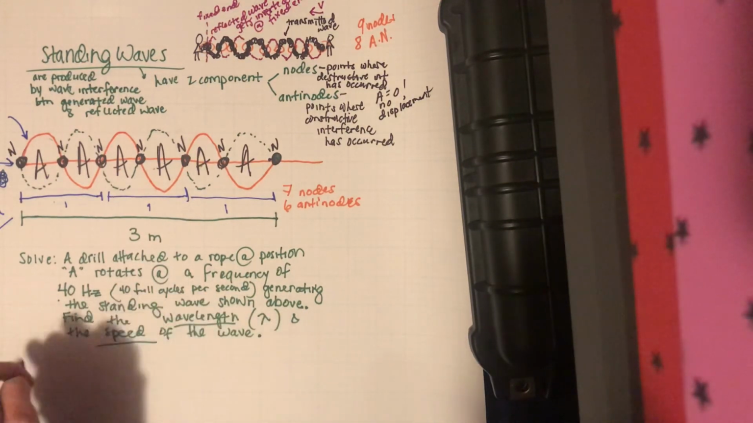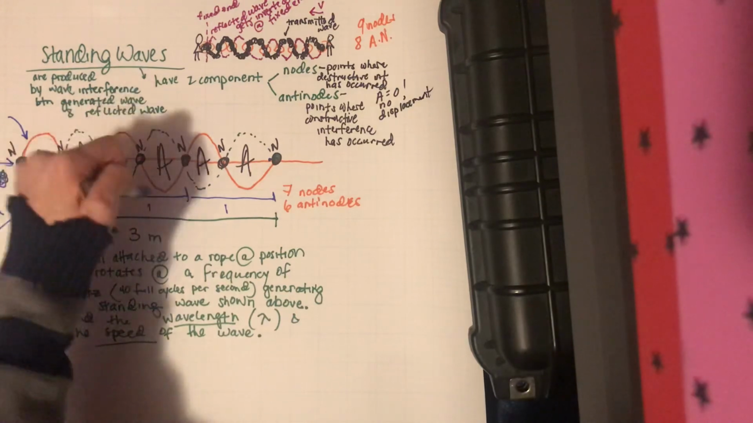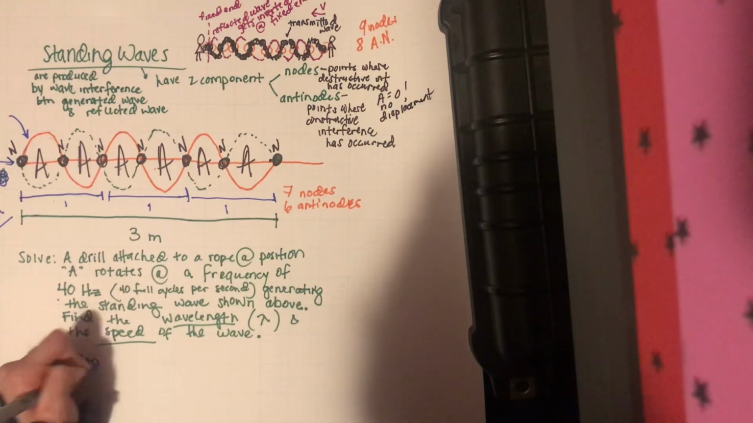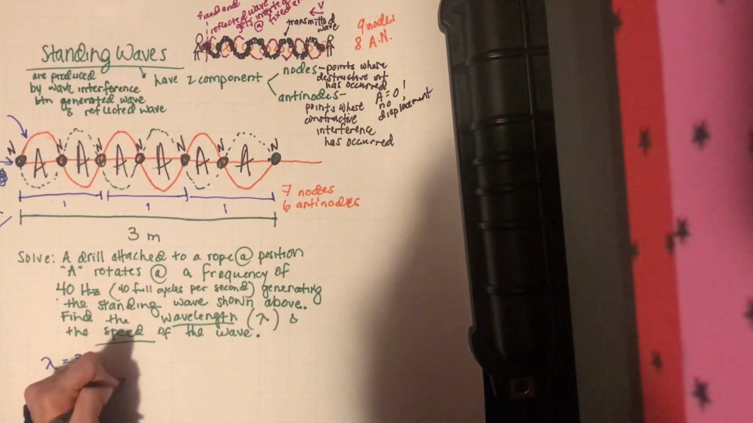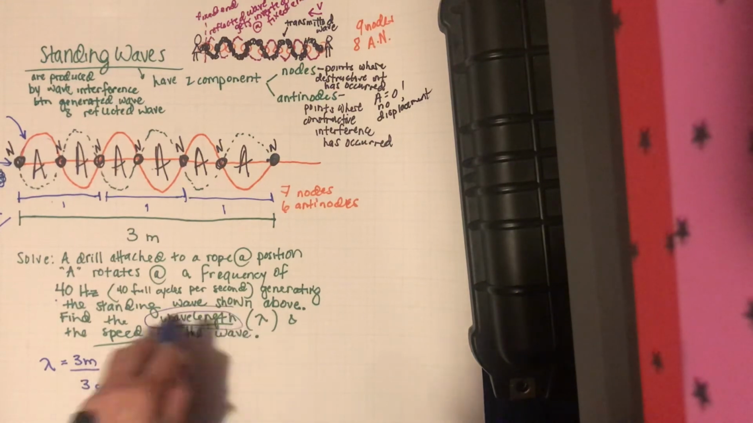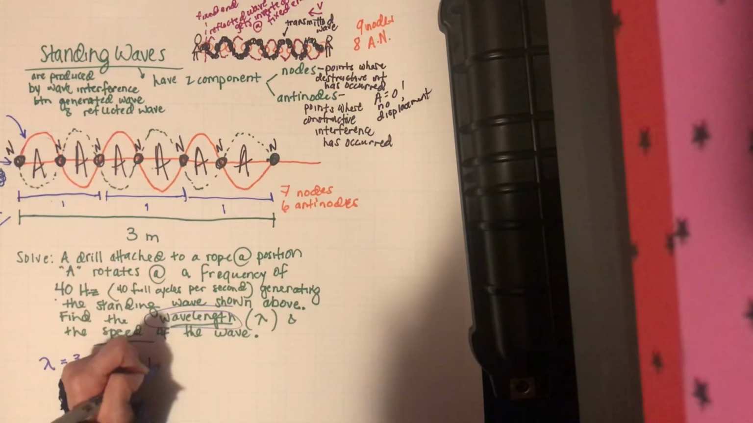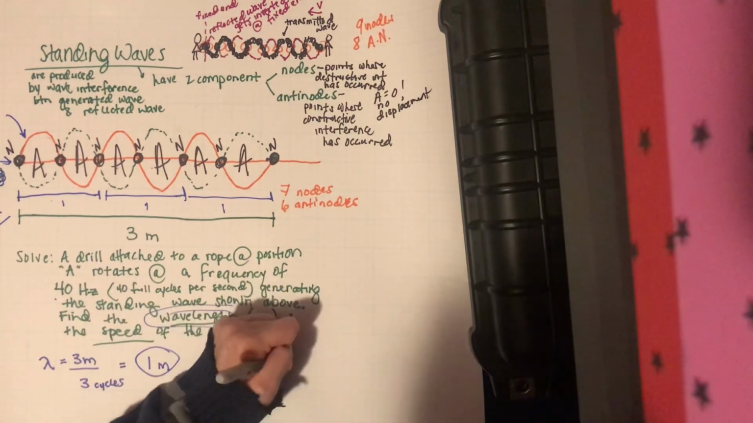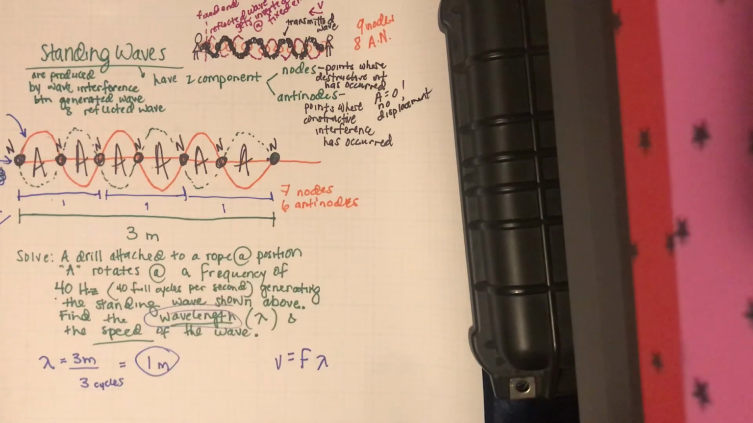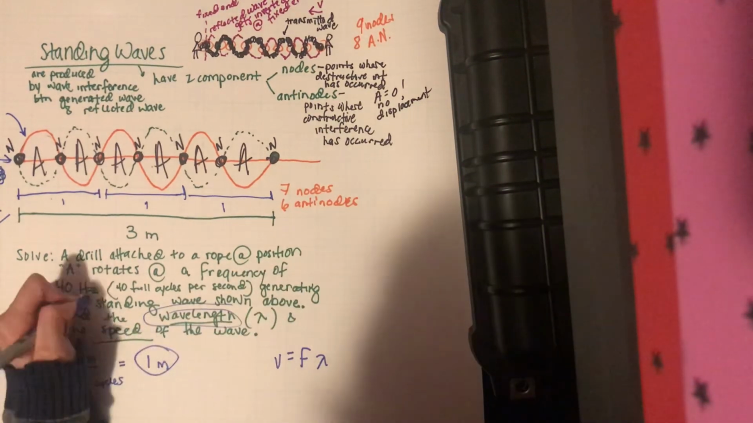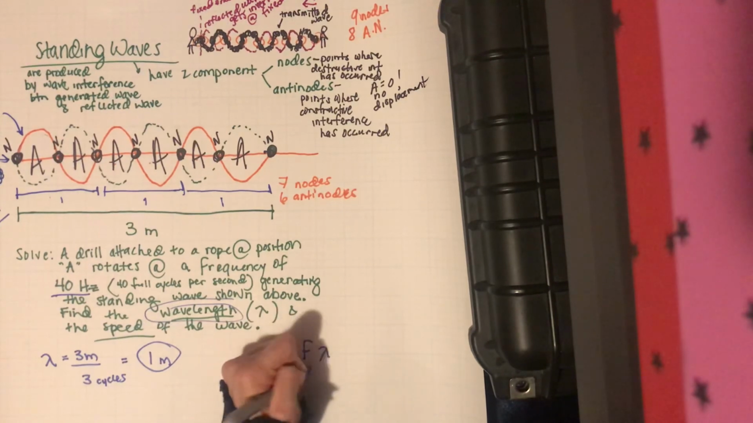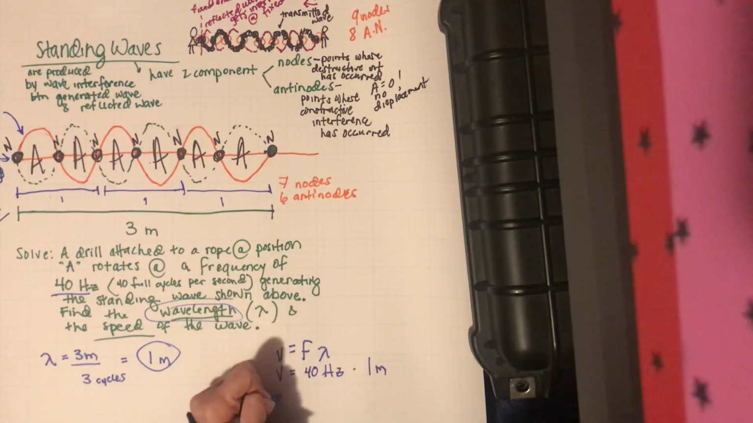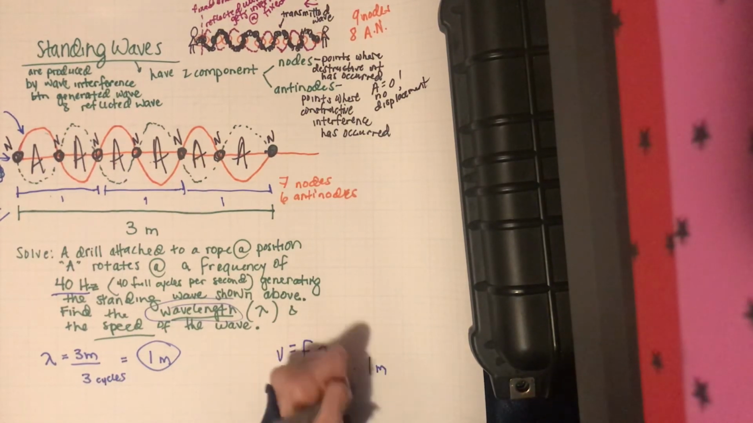So I said find the wavelength and the speed of the wave. Well, we have 3 waves here, but it's 3 meters long. So we know that 1 lambda is going to be 3 meters divided by 3 cycles, because we just want to know how long is 1 cycle to find wavelength. So we have lambda is equal to 1 meter. Now I want to know the speed of the wave, so I'm going to use v equals f lambda. The frequency is 40 hertz, so v equals 40 hertz times 1 wavelength, which is a meter. In other words, the speed of this wave is 40 meters per second.